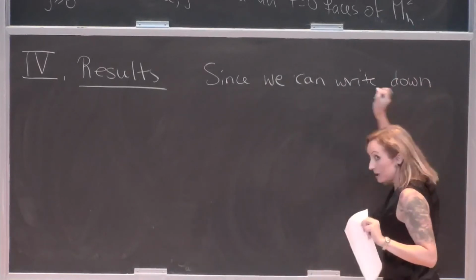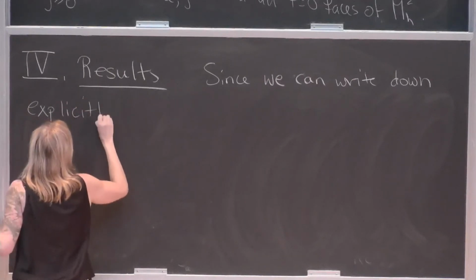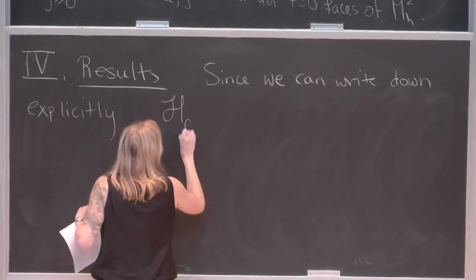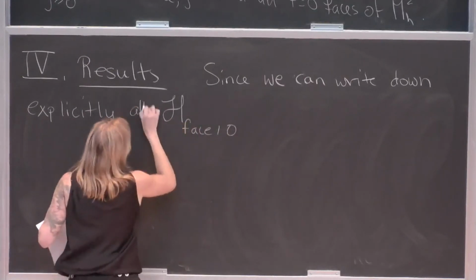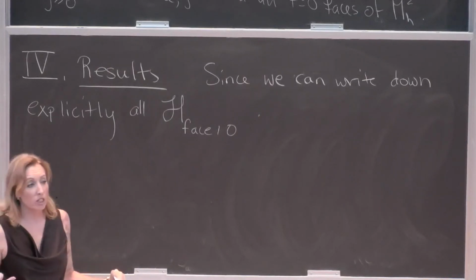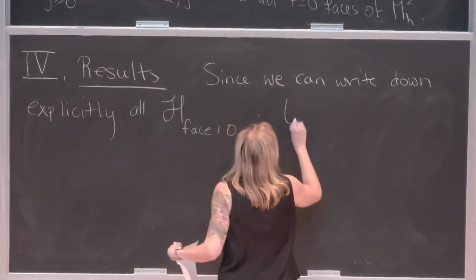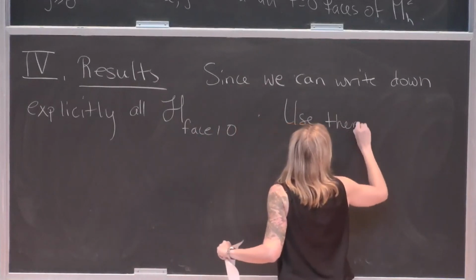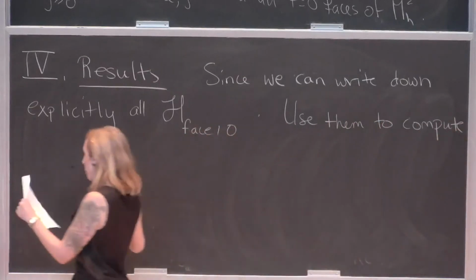we can write down explicitly all of my leading order models. Okay? And we could write down explicitly the higher ones as well. Since we have those explicit expressions, we can use them to compute the result of our theorem.